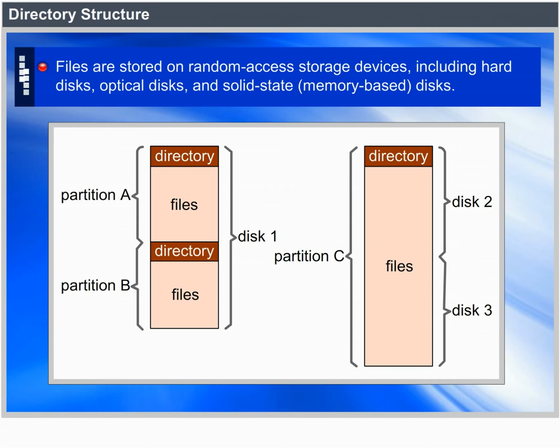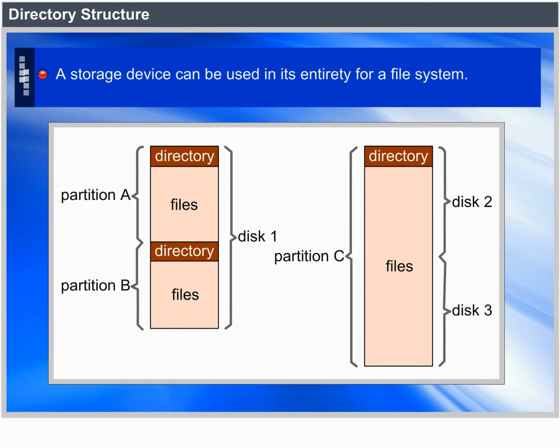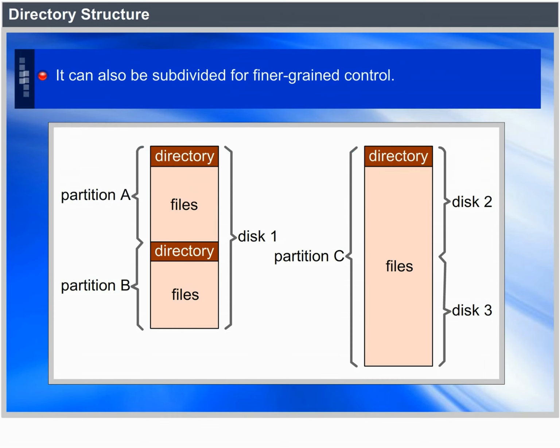A storage device can be used in its entirety for a file system. It can also be subdivided for finer-grained control. For example, a disk can be partitioned into quarters and each quarter can hold a separate file system. Storage devices can also be collected together into RAID sets that provide protection from the failure of a single disk. Sometimes disks are subdivided and also collected into RAID sets.